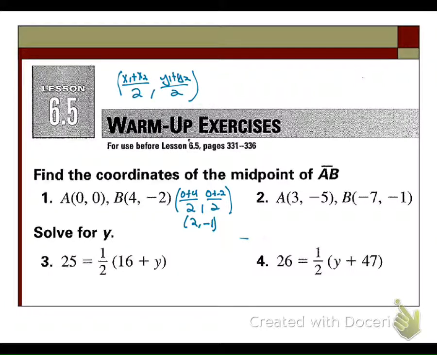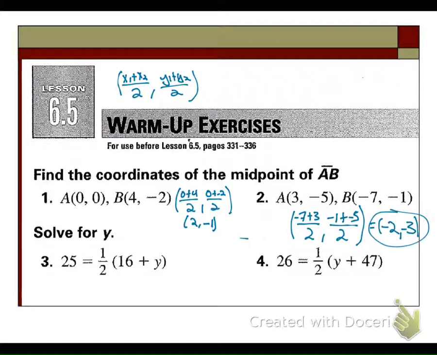Okay, and then we are doing the same thing here, but now point A is no longer the origin. So we have negative 7 plus 3 divided by 2, negative 1 plus negative 5 divided by 2. Well, negative 7 plus 3 gives me a negative 4 divided by 2 is? Yep, negative 2. And then you have negative 1 plus negative 5, which is? Negative 6 divided by 2? Negative 3. Nice job remembering this, guys. Okay, so that's this portion.